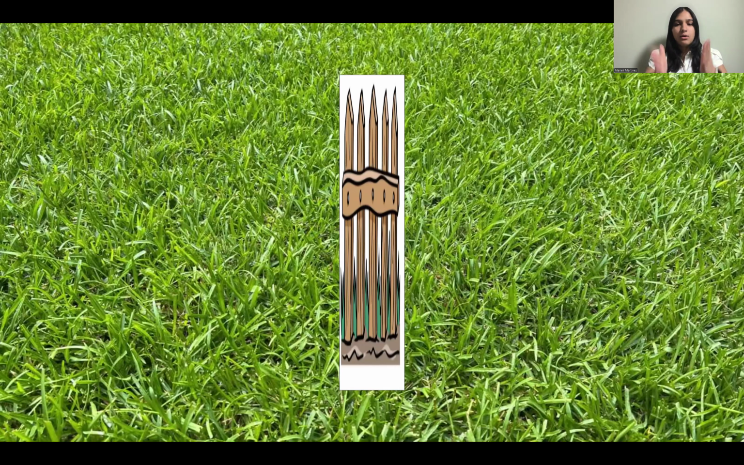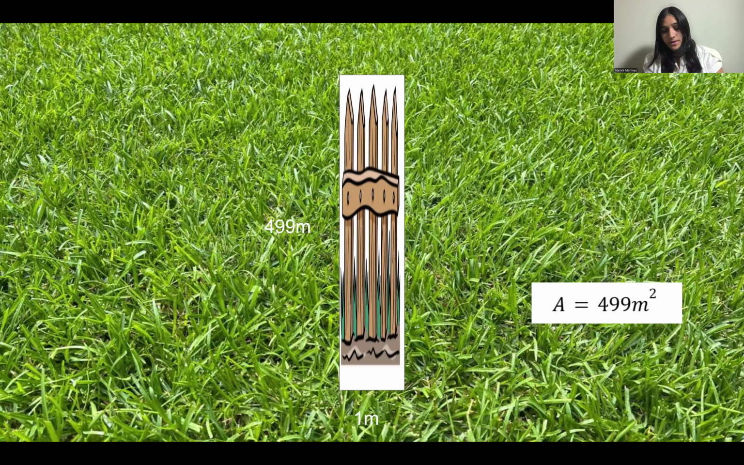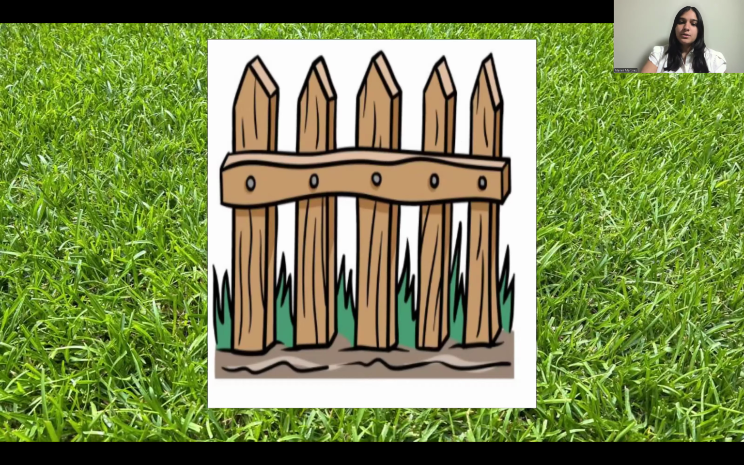He thought, let me make a really long area of fencing with 1 meter for the X value and 499 for the Y value. This gave him an area of 499 meters squared. He thought, let me make this bigger. And he said, let me do 10 meters of the X value and 490 for the Y value. This definitely gave him a much bigger area of 4,900 meters squared.